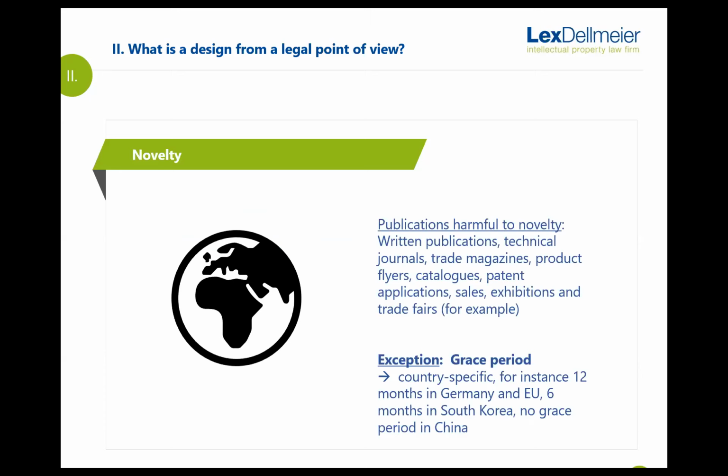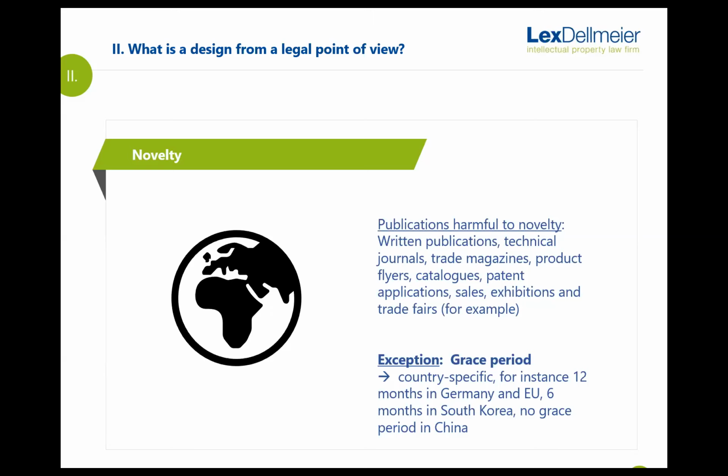Harmful are in particular all written publications, like technical journals, trade magazines, product flyers, catalogs, patent applications, sales. If you already put your product out on sale, that's a problem. Exhibitions and trade fairs where you show your product. You should not do that if you do not want to harm your novelty or the novelty of your product design. However, there are a few exceptions.